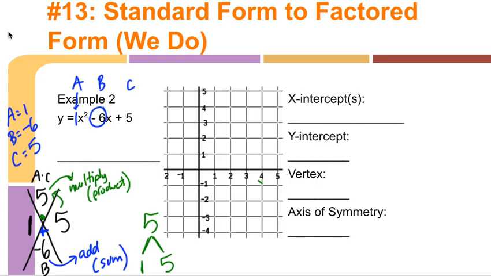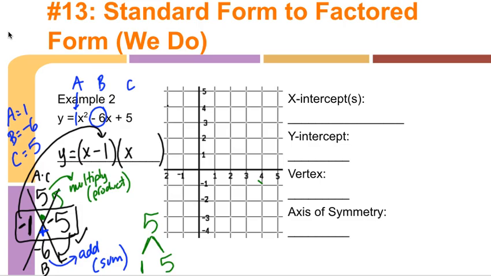But I know what I could do. I actually could put a negative here and a negative here, and let's see how that changes. -1 plus -5, that does give me a -6, so that does check out. Then -1 multiplied by -5, negative times a negative, also gives me a positive. So -1 and -5 are actually the correct factors here. So what I'm going to do is write y equals, set up my factors, and in this case it'll be x minus 1 and x minus 5.